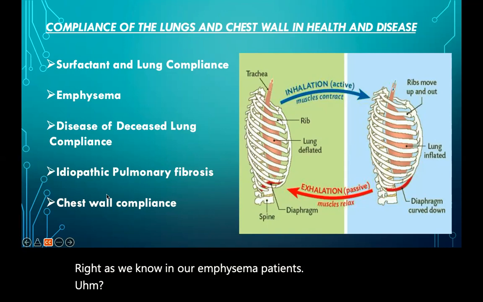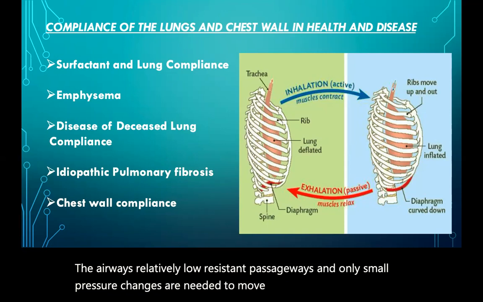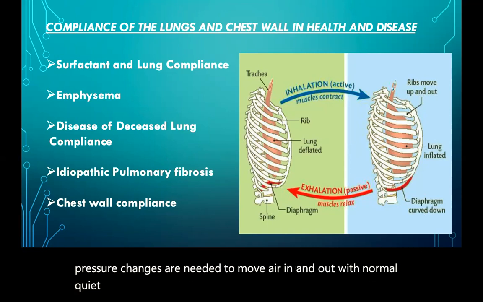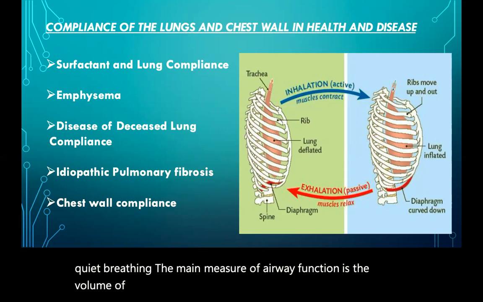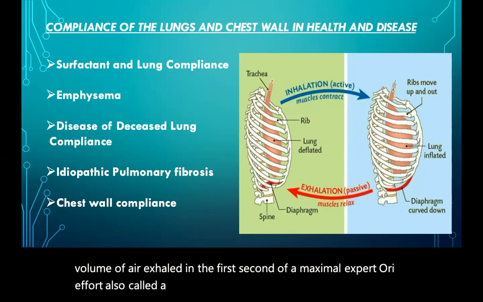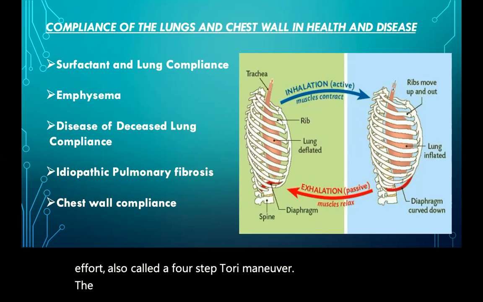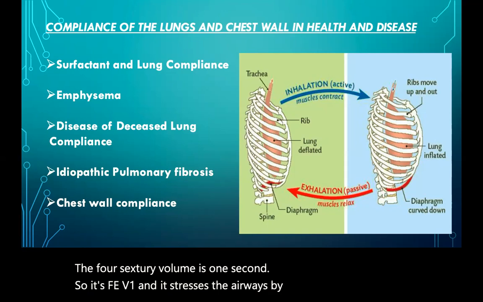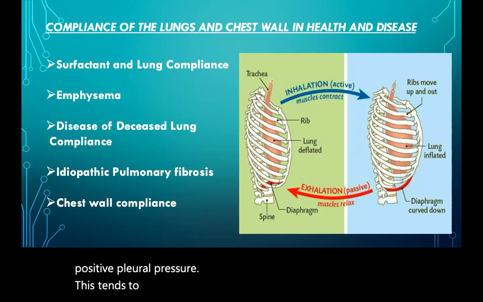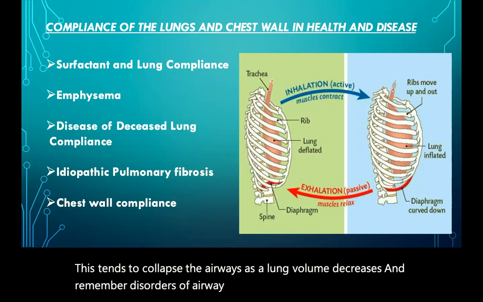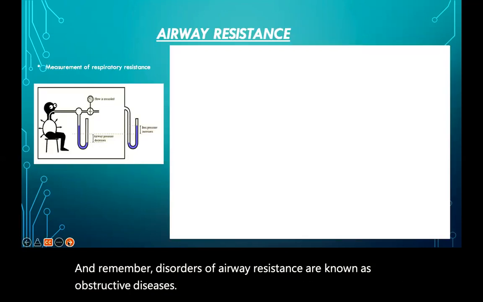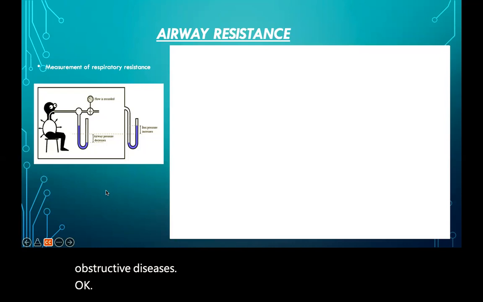The airways are relatively low resistance passageways and only small pressure changes are needed to move air in and out with normal quiet breathing. The main measure of airway function is the volume of air exhaled in the first second of a maximal expiratory effort, also called a forced expiratory maneuver. The forced expiratory volume in 1 second, so it's FEV1, stresses the airways by surrounding them with positive pleural pressure. This tends to collapse the airways as the lung volume decreases. And remember, disorders of airway resistance are known as obstructive diseases. Okay, so airway resistance, all right.